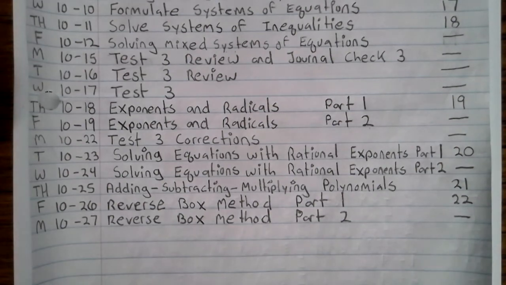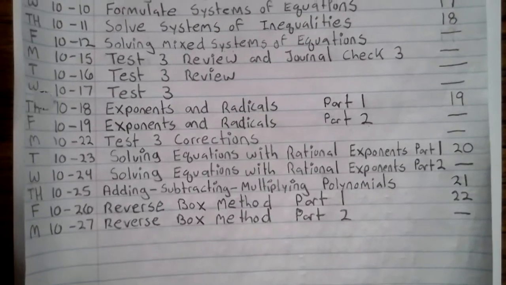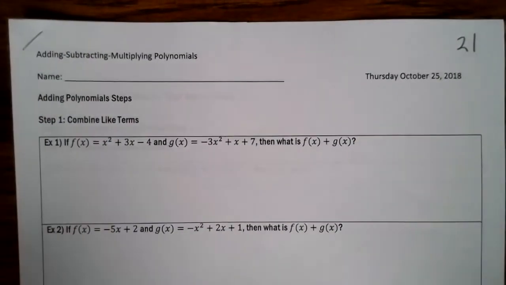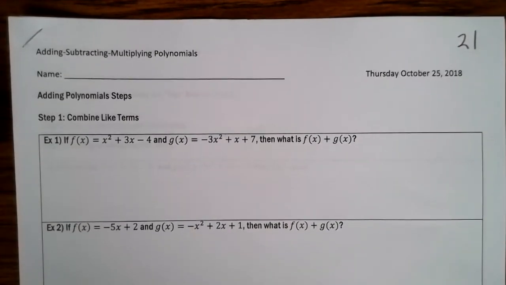Okay, Wildcats, today we're looking at Thursday, October 25th, adding, subtracting, and multiplying polynomials on page 21. If you would, update your table of contents. All right, now your table of contents are updated. Let's take a look at the examples. Now, the examples and notes I've kind of combined into one, so they're all intermixed, okay?